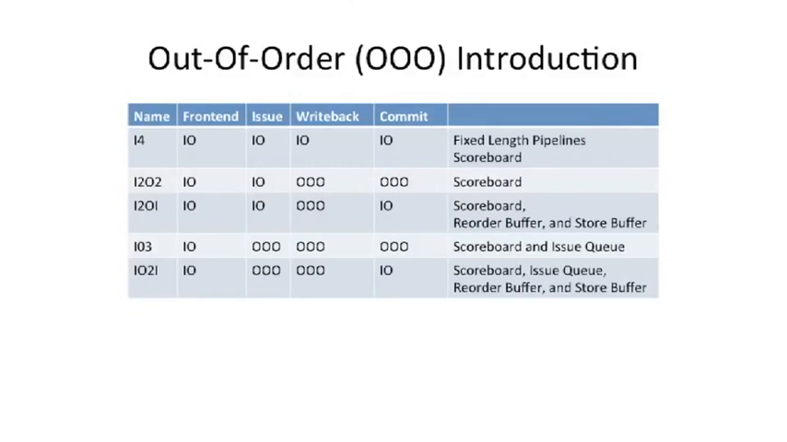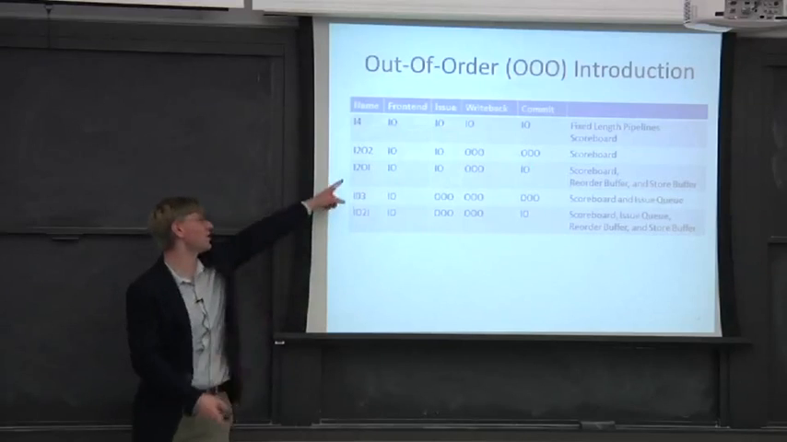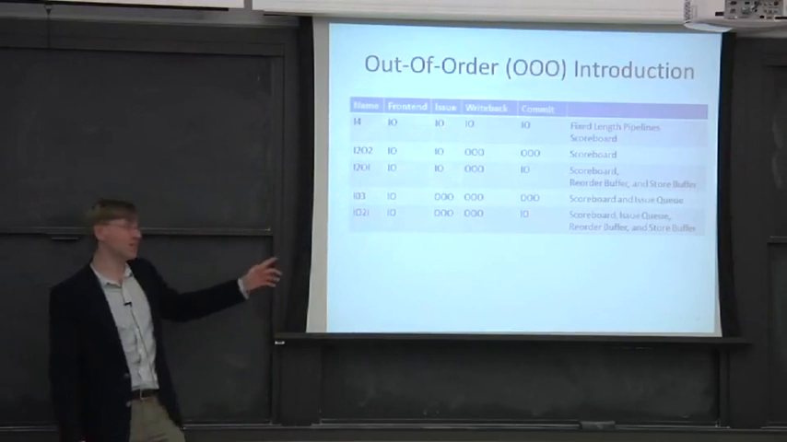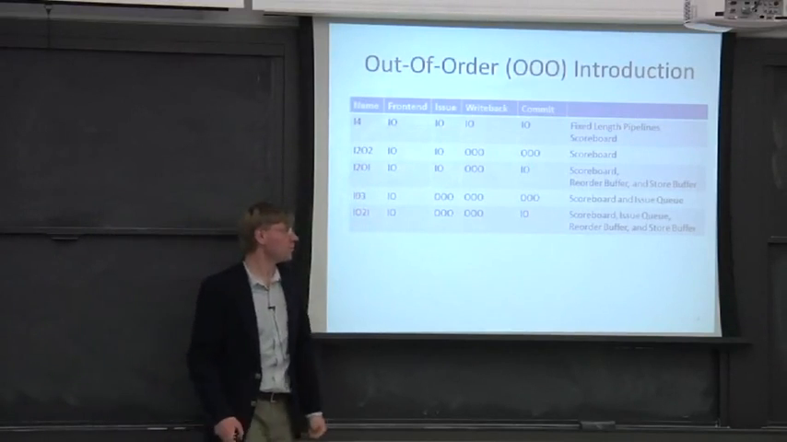This is sort of a gentle introduction to out-of-order execution. And we're going to be building some different architectures. And this name here is just a naming of five architectures we're going to look at as an introduction to out-of-order. The I4 is in order, in order, in order, in order. I2O2 is in order, in order, out of order, out of order. And so on. The number just means how many stages in a row are the same as the letter before it.